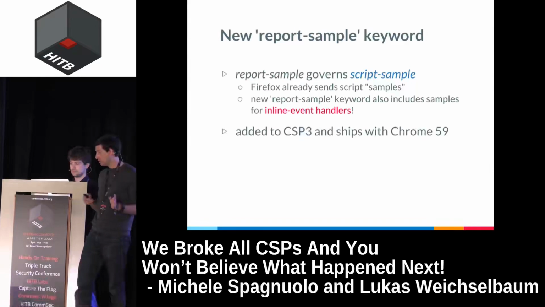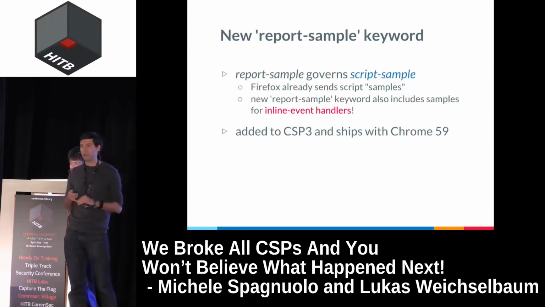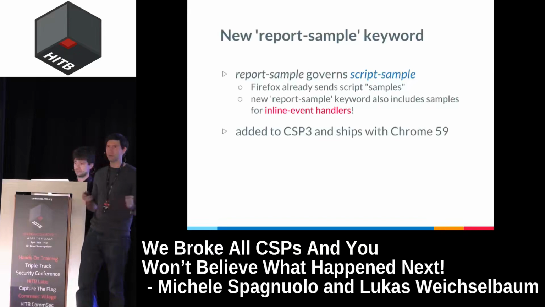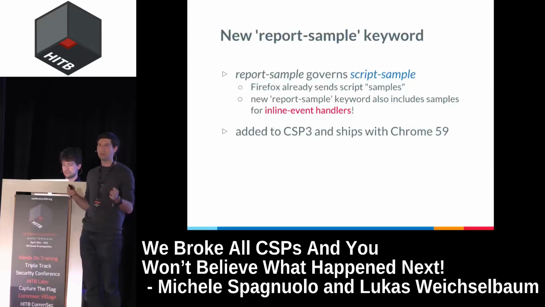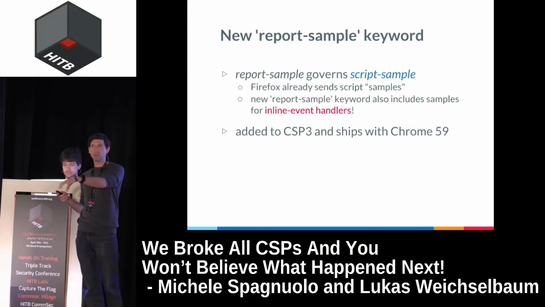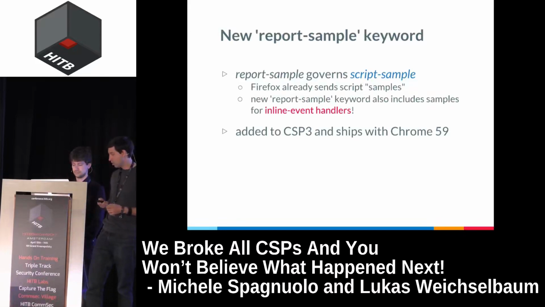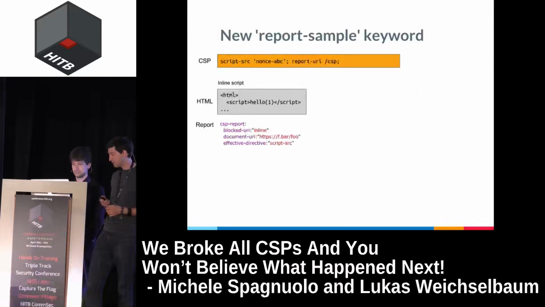Firefox has had something like that for a very long time, although not for event handlers. The new script-sample keyword adds the whole thing to the spec and also covers inline event handlers, which is nice, because if you don't have that for inline event handlers, you have the same problem again. You don't know if the inline event handler was there in the first place in your application or if an extension injected it. So this will hopefully be part of Chrome 59.